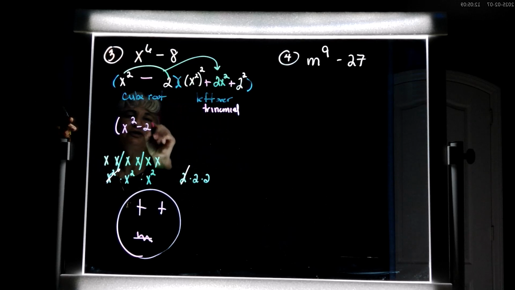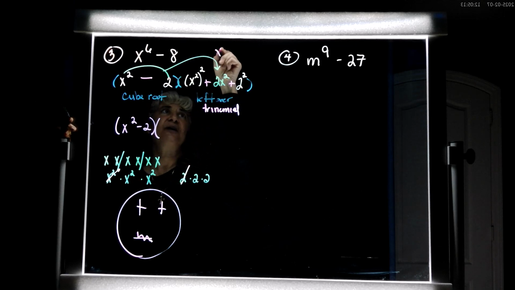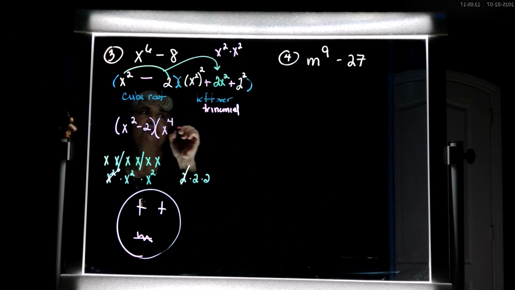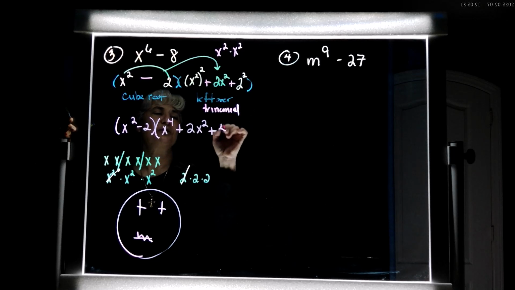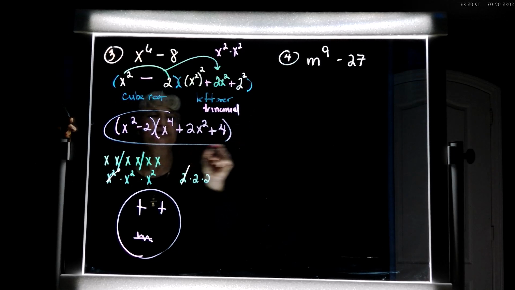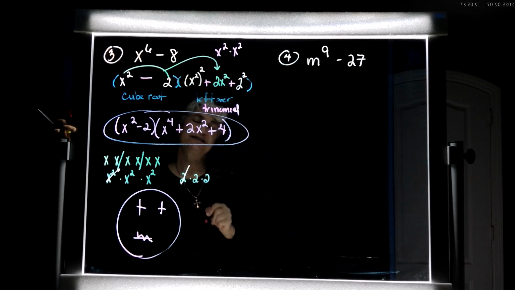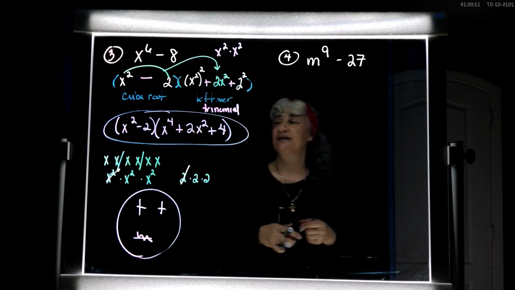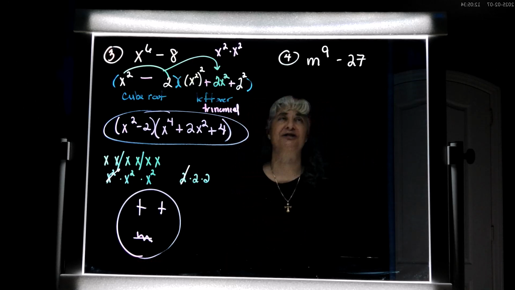x squared minus 2 in the cubed root, and in the leftover you have x squared times x squared, x to the 4th, plus 2x squared plus 4. Good. Here is the factored form. Because does the trinomial factor? It does not. We're getting the hang of that, and that saves us some time, which we're happy about, right? It saves us a little bit of work.